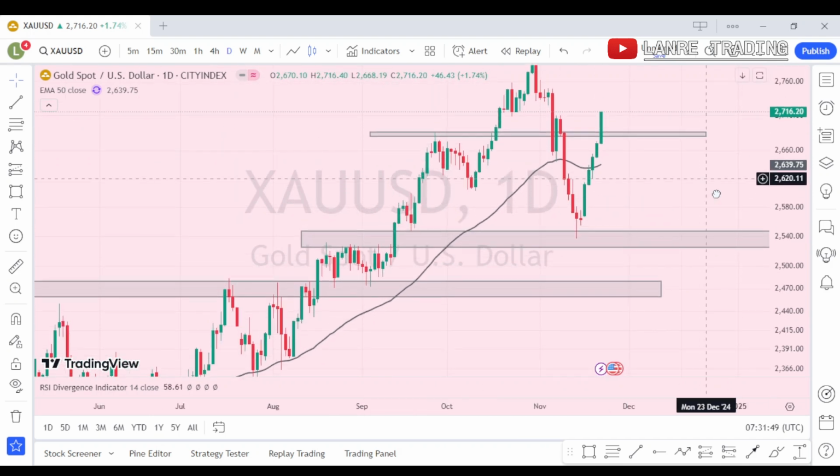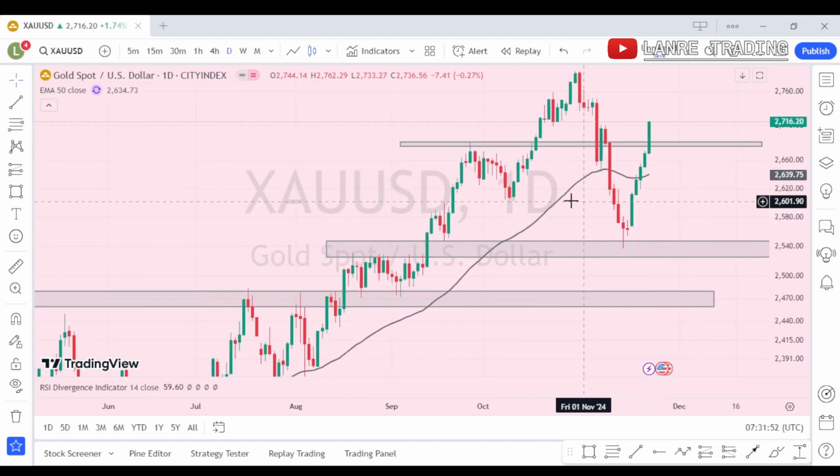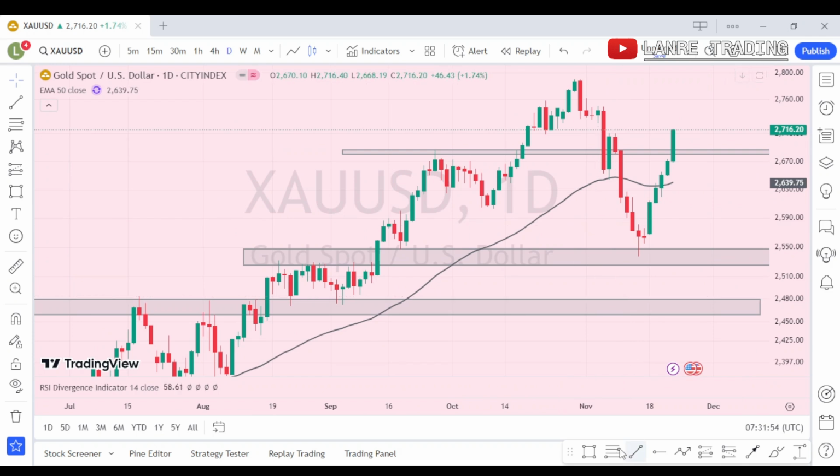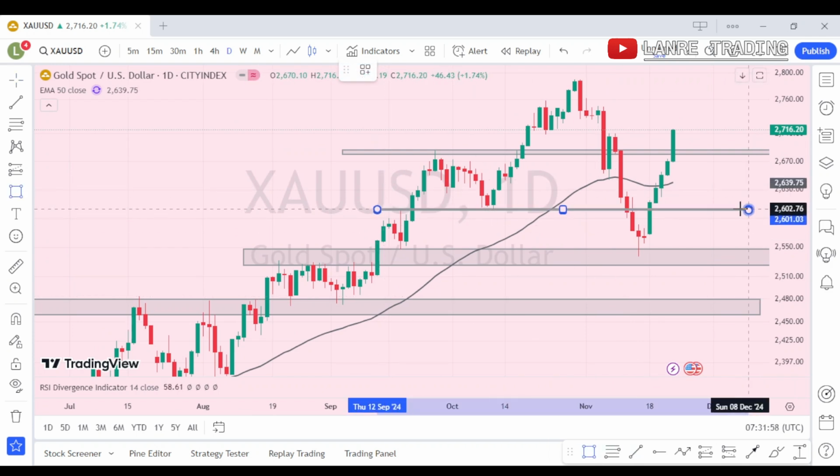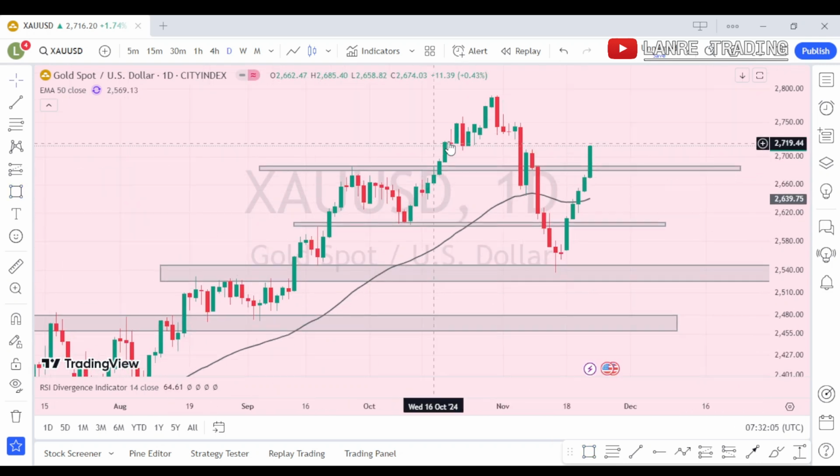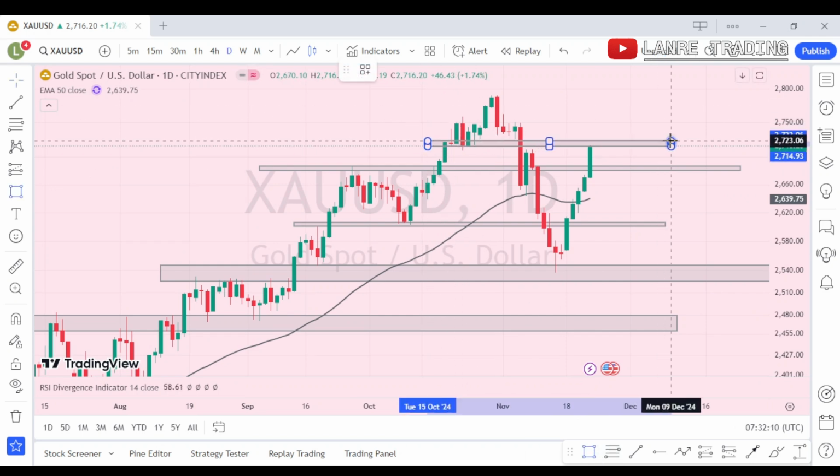And there are more levels that can't be viewed on the weekly time frame that we will definitely spot on the daily time frame. Some levels that are not visible on the weekly time frame, we definitely see all those levels on the daily time frame. So this is what I'm currently doing now.